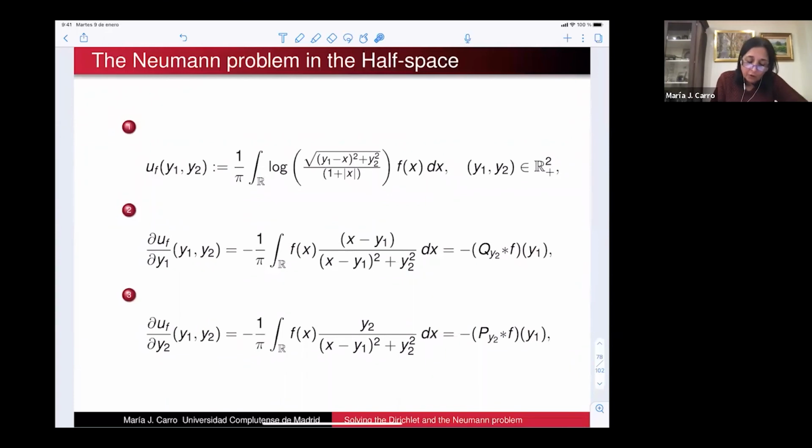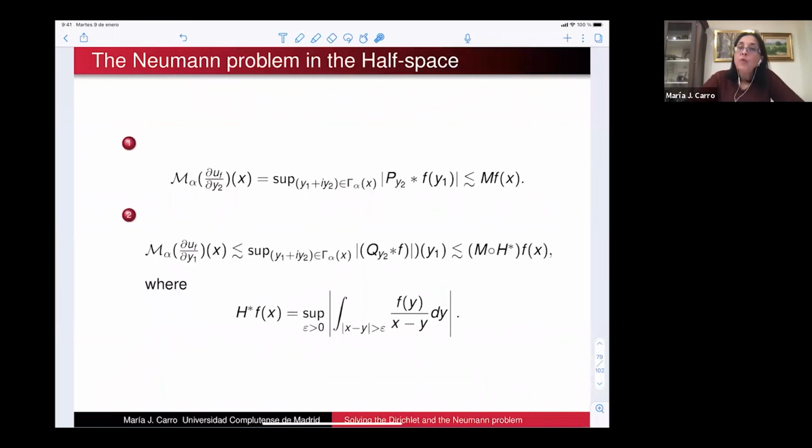And in that case, since we also need to control the gradients, we also need to control the derivative with respect to the first variable. And it turns out that if we do the computation, what we have here is the conjugate of the Poisson kernel. Okay, so this Poisson kernel plus i times the conjugate is an analytic function. So we need to control the maximal operator of both the derivatives with respect to the two variables. So the maximal operator of the derivative is going to be controlled by the Hardy-Littlewood maximal operator. So that is going to be very good. And if we want to control the maximal operator of the derivative with respect to the first variable, what happens essentially is that we have to make the composition of the maximal operator with this operator here, which is the maximal Hilbert transform.